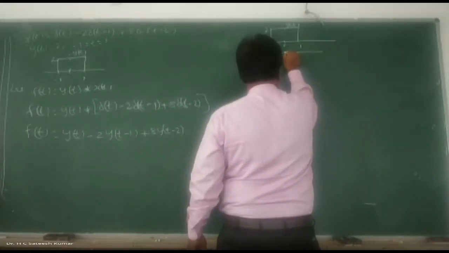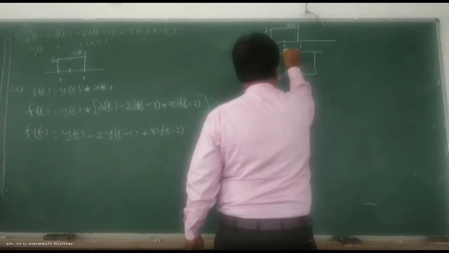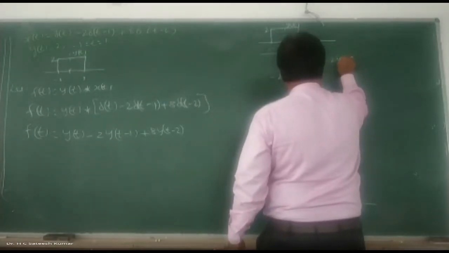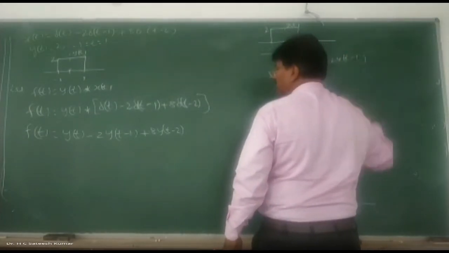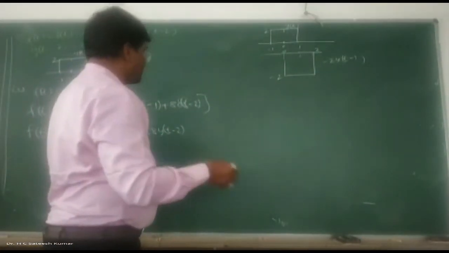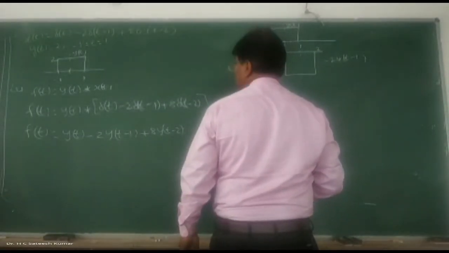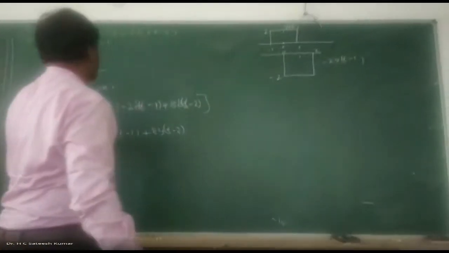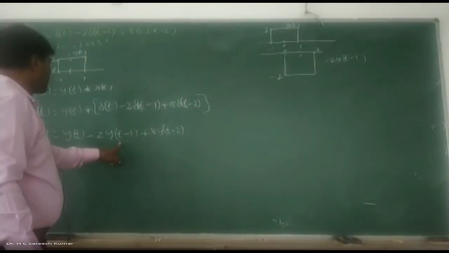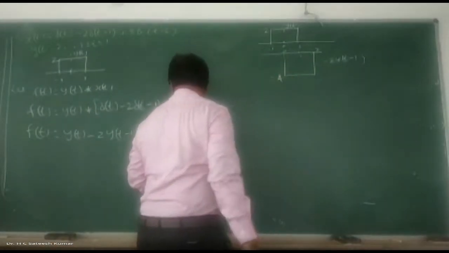So therefore, what will I get? This is your -2. 0, 1, 2. Minus 2y of t minus 1. Plus 8y of t minus 2. Shift right by 2 units. Sorry, this amplitude, y of t amplitude is 2. And minus 2 times y of t minus 2 is 2 into 2, -4. Sorry, this is -4.